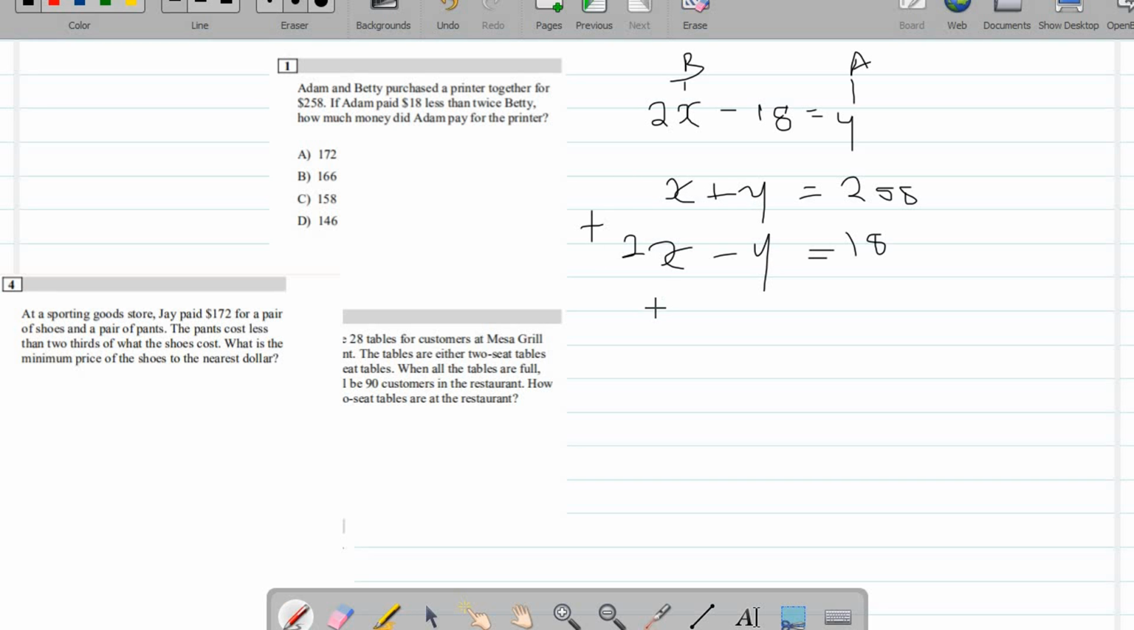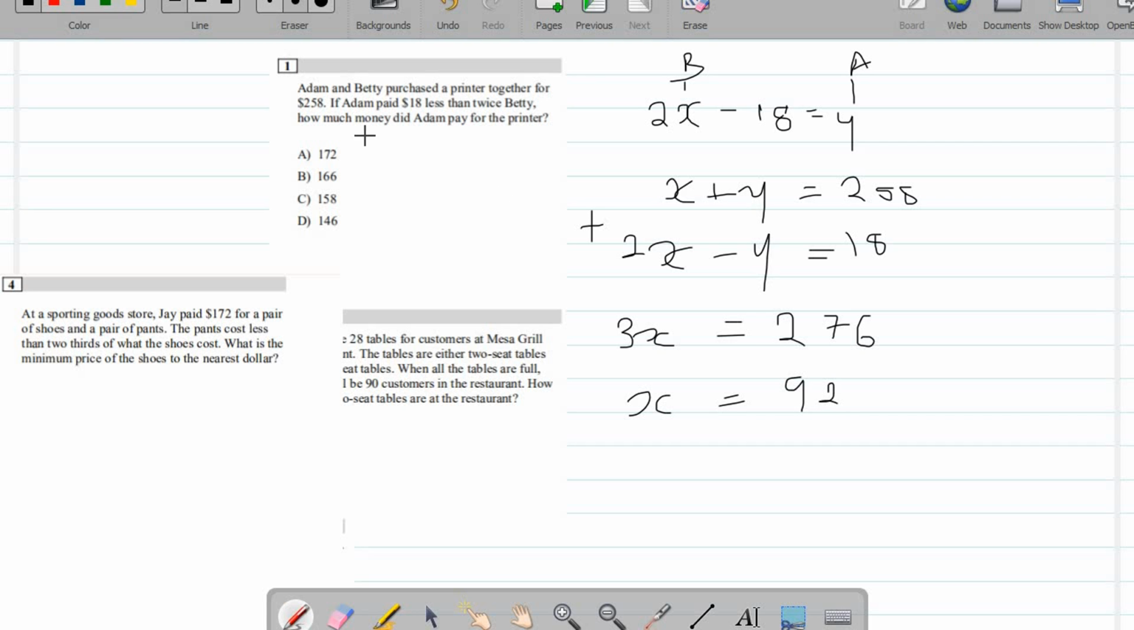So let's do x plus 2x will give you 3x, and the other y minus y is gone. 258 plus 18 will give you 276. So x, this is what Betty paid, will be 276 divided by 3, which is 92. She paid $92.